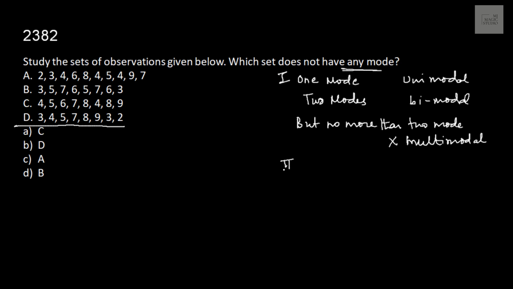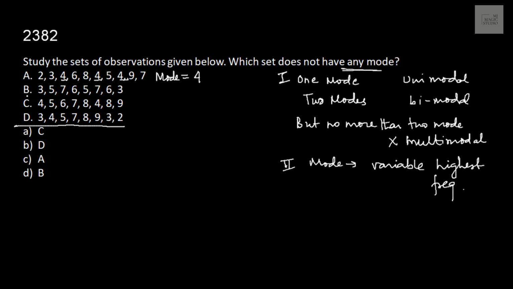Second thing, now we go back. What do we mean by mode? Mode means the variable occurring with the highest frequency. Now, if we look at A, 2, 4, 4, 4. Here 4 is occurring thrice. That means the mode of this distribution is 4, which is occurring thrice, and no other element is occurring more than 3 times.